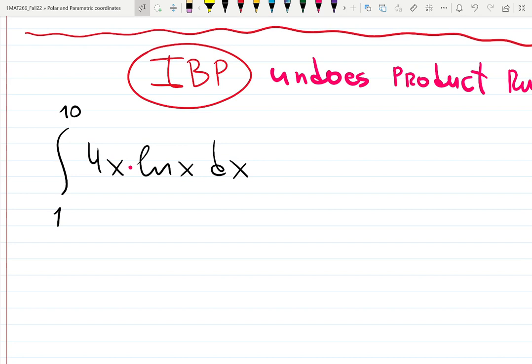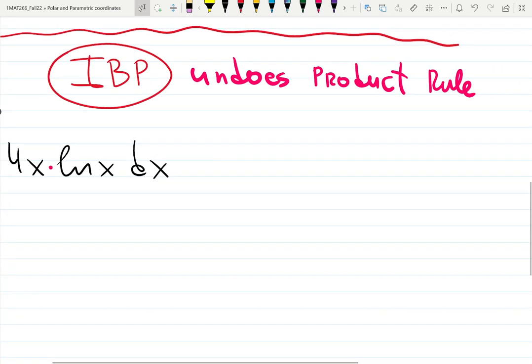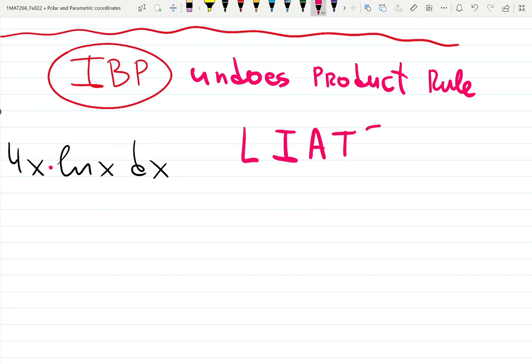So LIATE is a genius idea. When I was learning integration by parts, I did not know LIATE. Nobody taught us LIATE. I think it was not a known thing. I think Americans figured it out, and not all American books point it out, so now I teach it everywhere. I make sure I do.